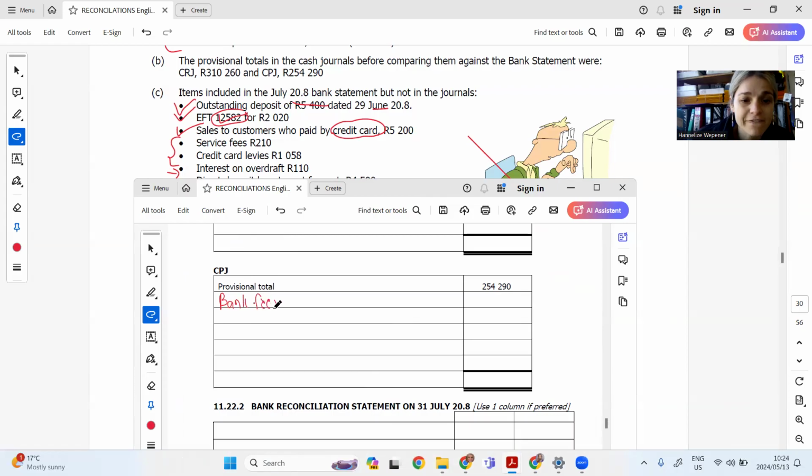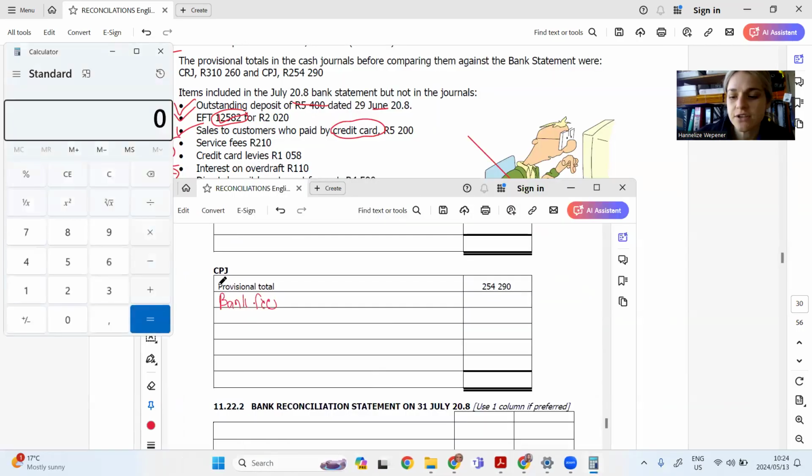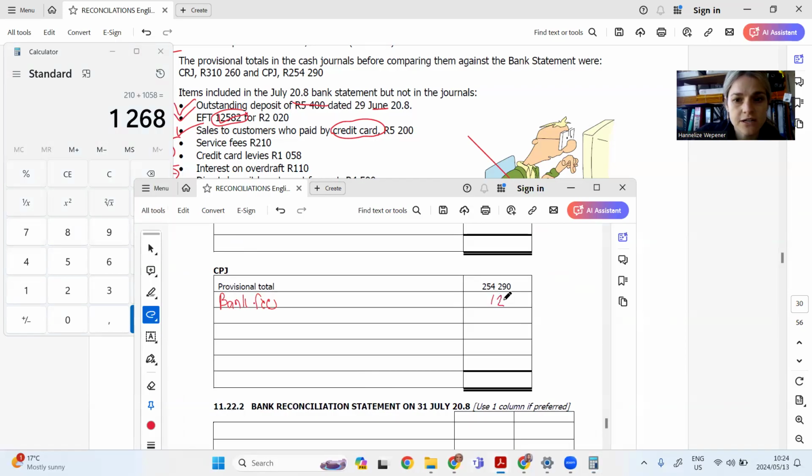So bank fees, beautiful handwriting, I know. So the bank fees consisted of, let me just get the calculator going. Okay, so I have 210 for service fees and then 1,058 Rand for my credit card fees. So in total, 1,268 Rand, right? Remember, materiality says that we have to show interest and bank fees separately.